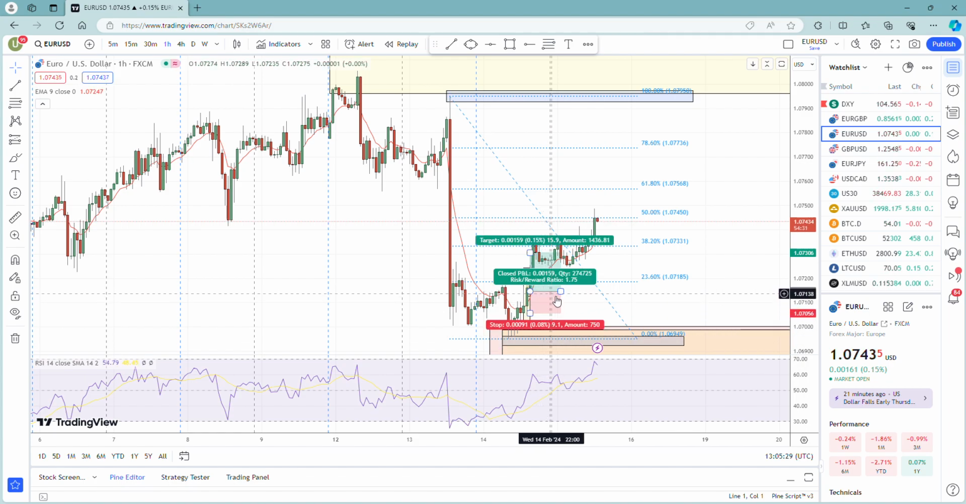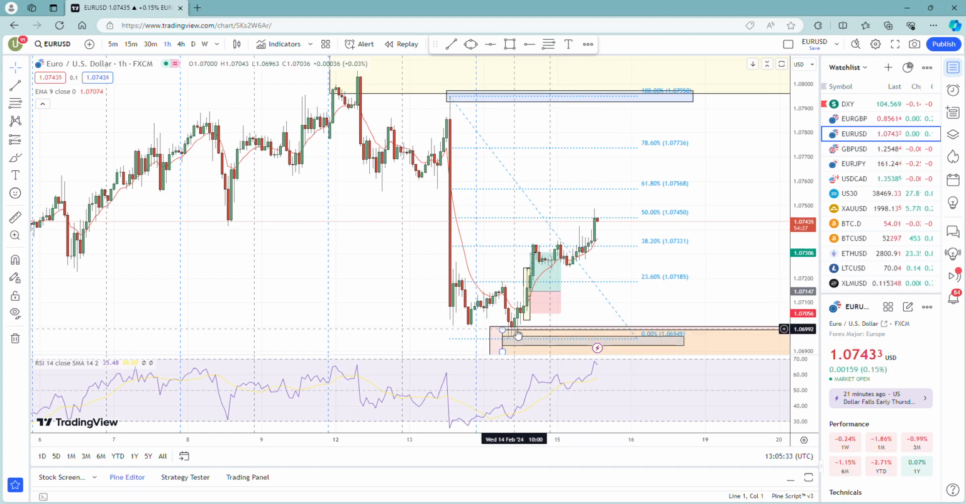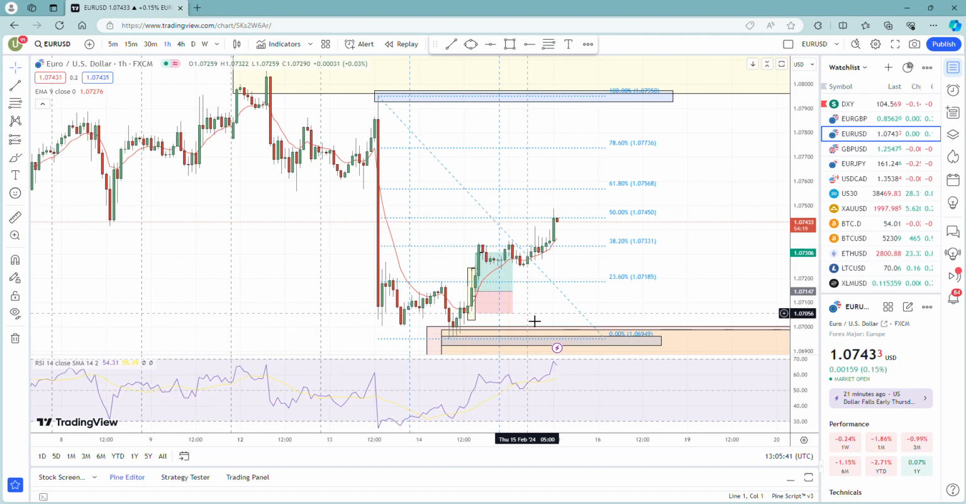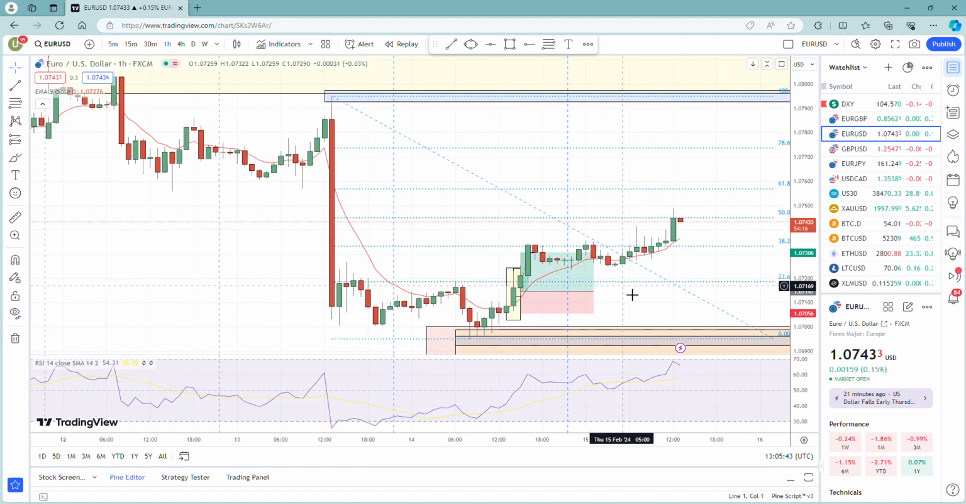So once we've done that, I've marked it, and as you can see here, this is yesterday's time frame. So Wednesday the 14th, Valentine's Day. As you can see, this candle here, I'll just zoom in. This is where I enter the trade.